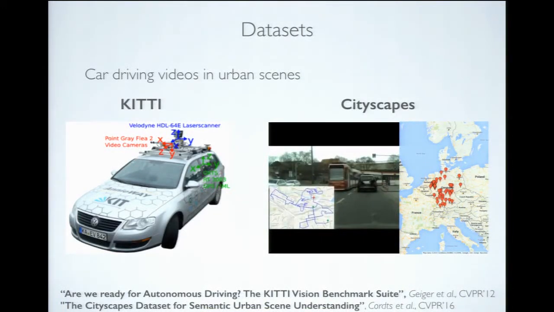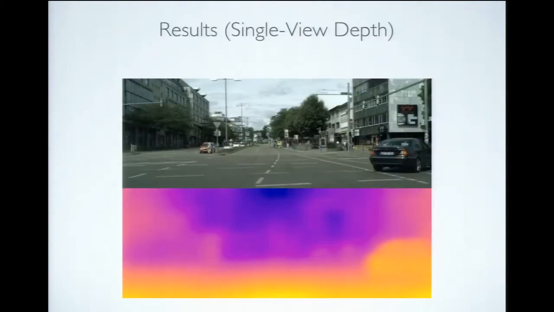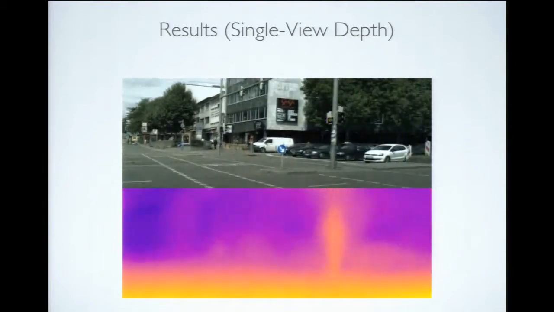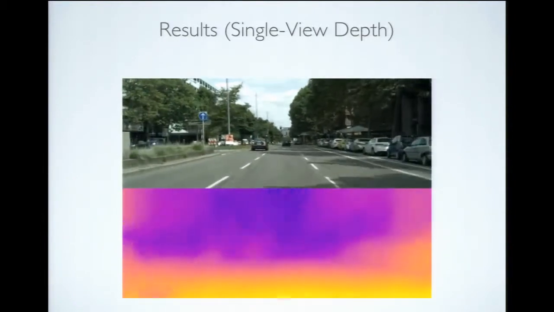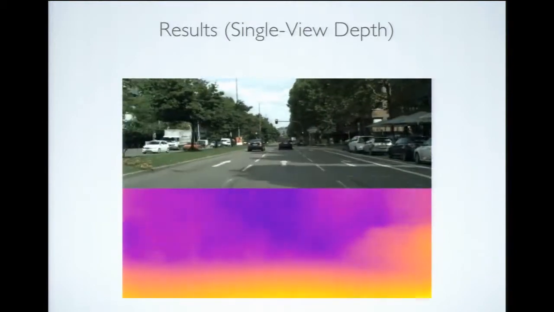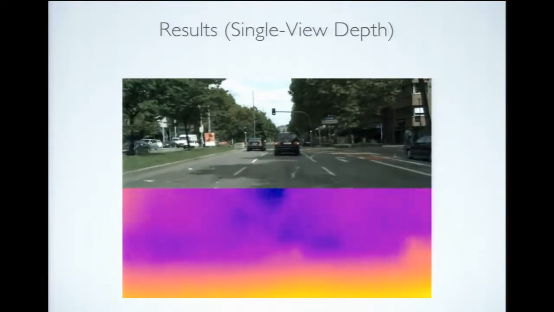So we apply our learning framework to KITTI and Cityscapes. Those are datasets of car driving in urban scenes. And notice that while these two datasets include stereo images and the car odometry measurements, we do not use this information and only use a monocular video stream for training. So here's a sample result video on Cityscapes. This is frame-by-frame prediction without any temporal smoothing. So you will notice some amount of jittering between frames.